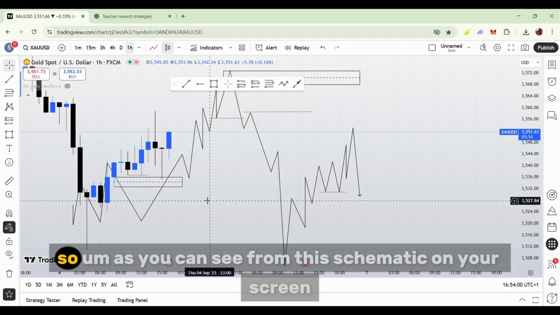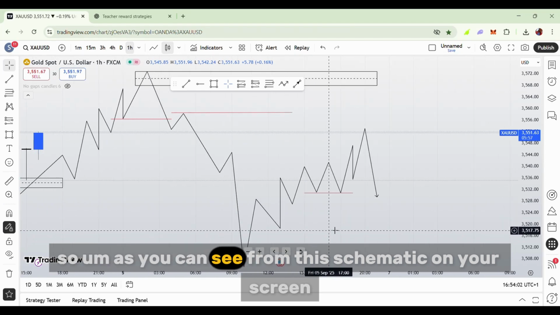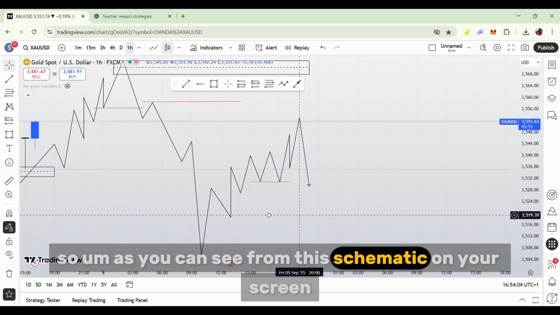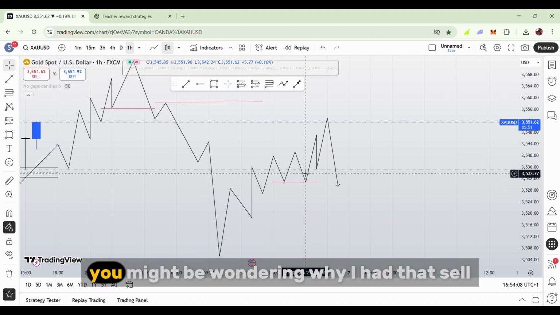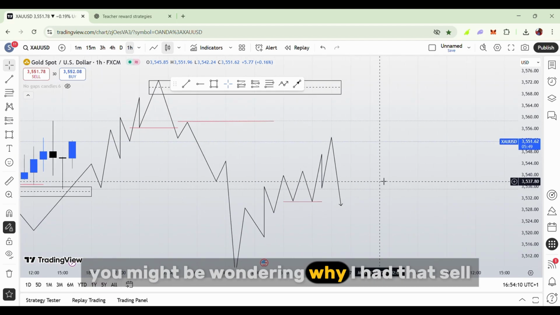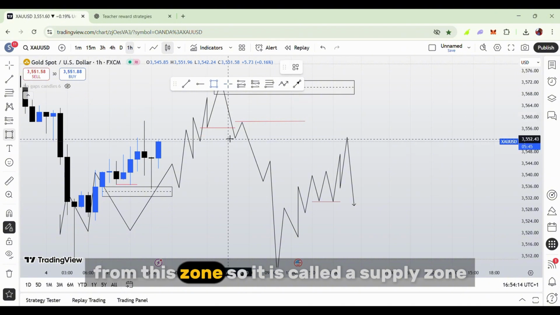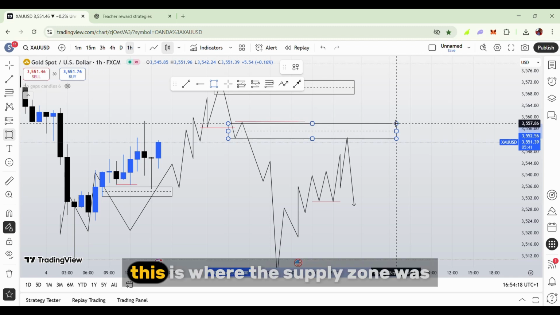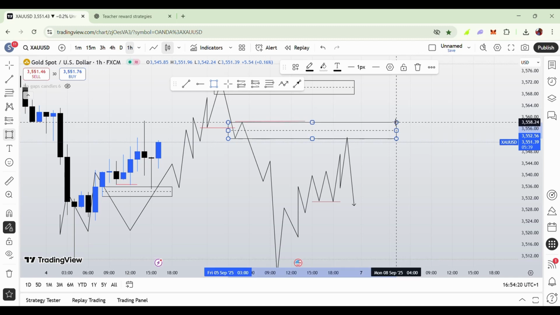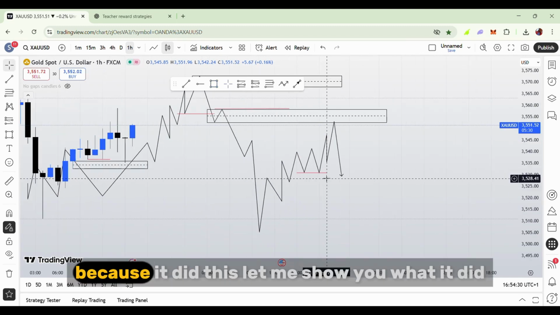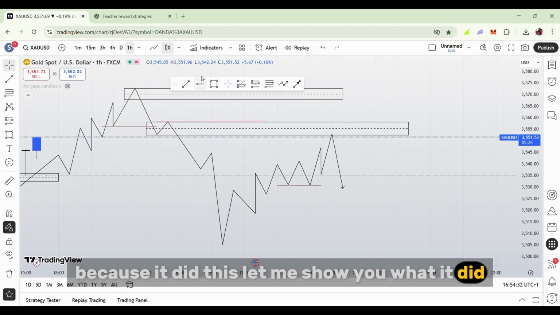As you can see from this schematic on your screen, you might be wondering why I had that sell from this zone. It is called a supply zone. This is where the supply zone was, because it did this. Let me show you what it did.